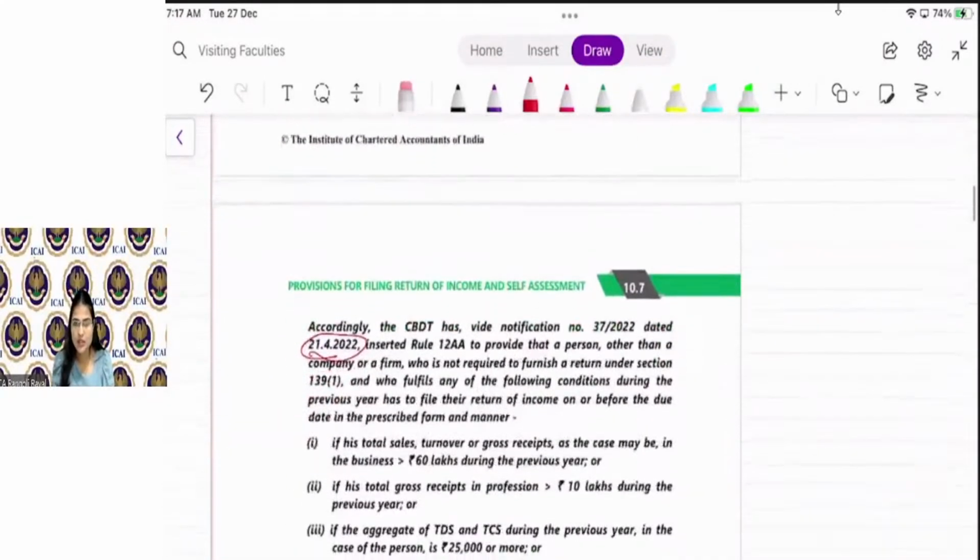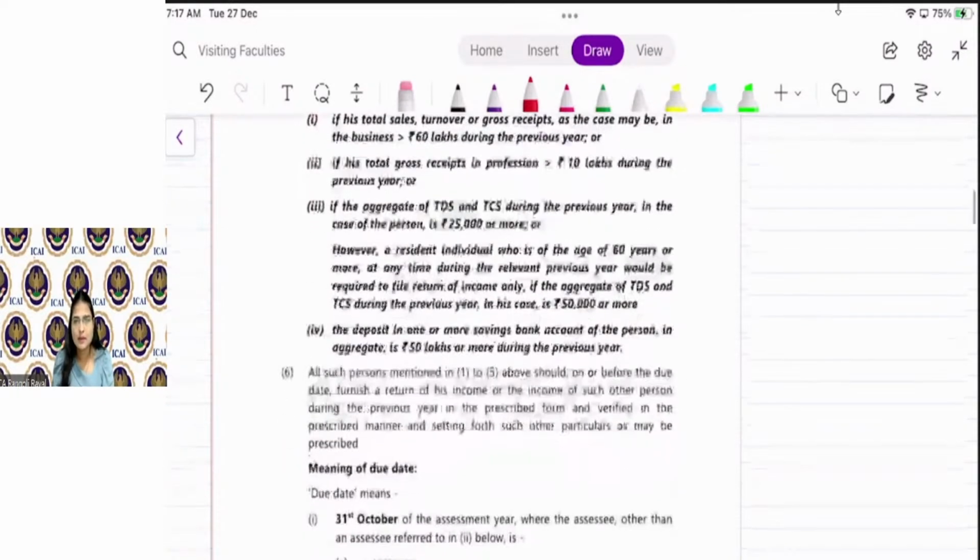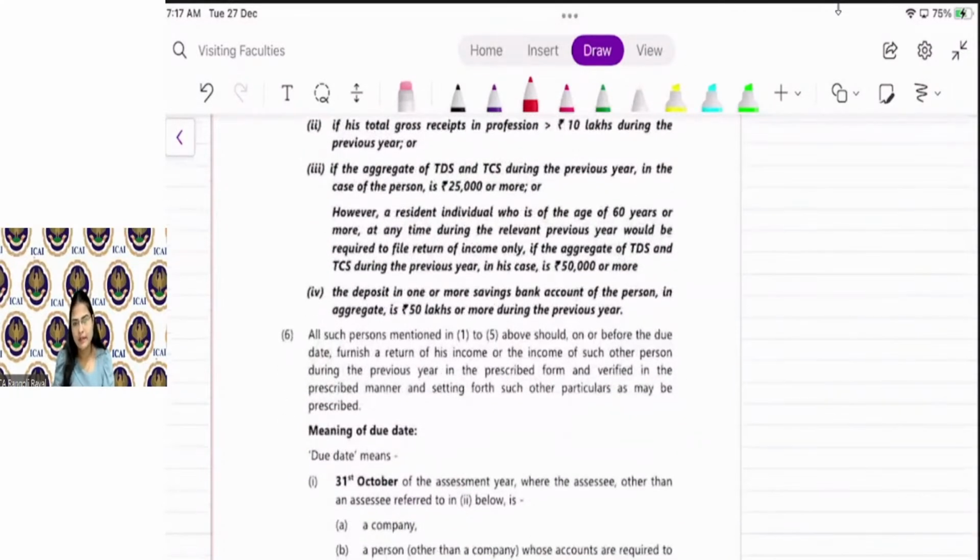or such other condition. The other condition is, in business, if the turnover is more than 60 lakh; in profession, if the gross receipt is more than 10 lakh; and if the TDS and TCS is more than 25,000, in case of a senior citizen it is 50,000; and deposit in savings account is more than 50 lakh. Then you have to file return of income before the due date.